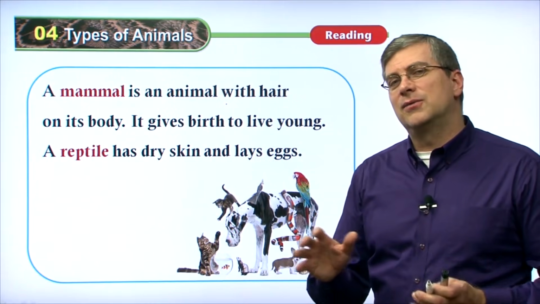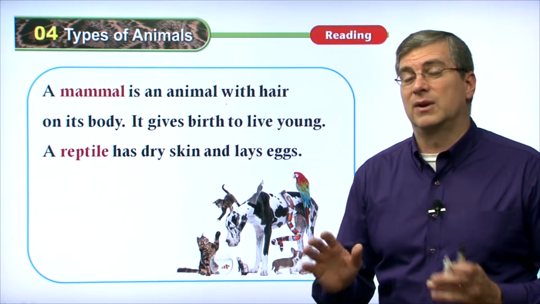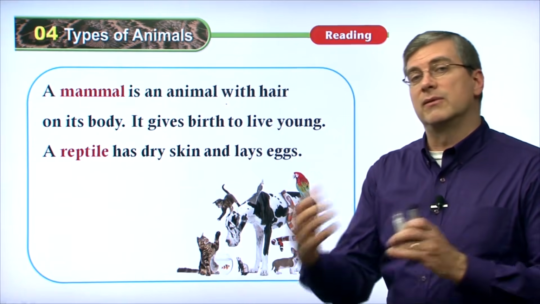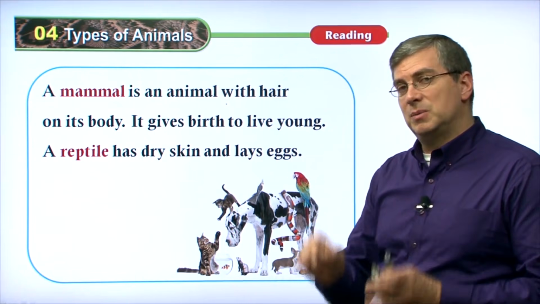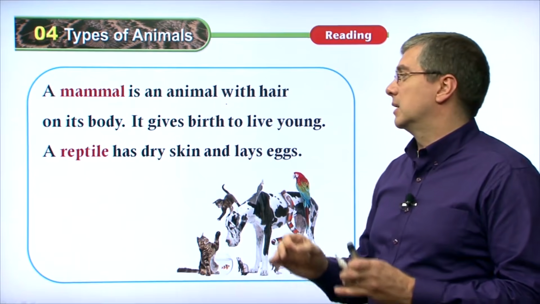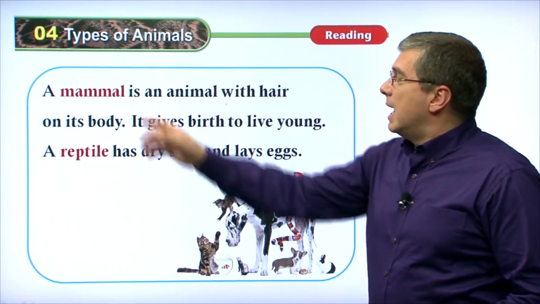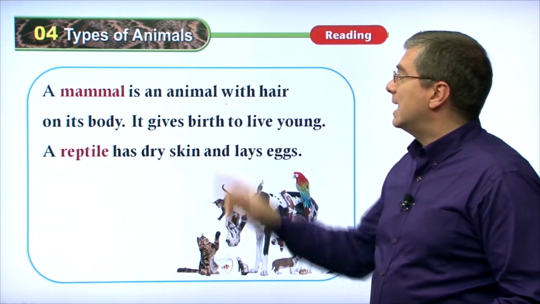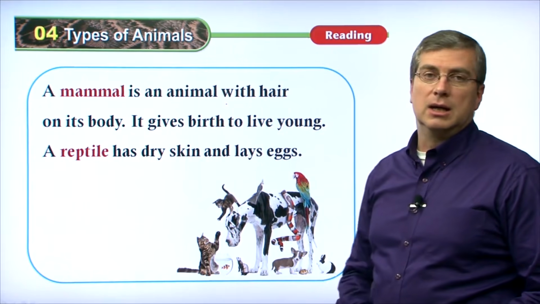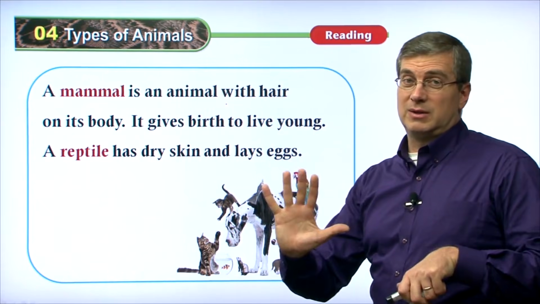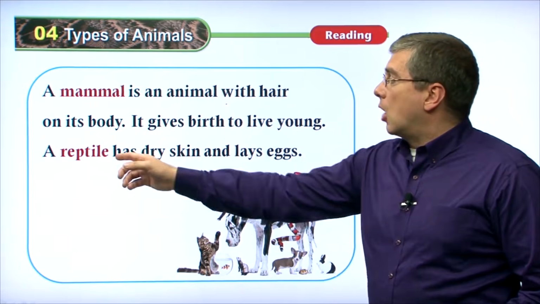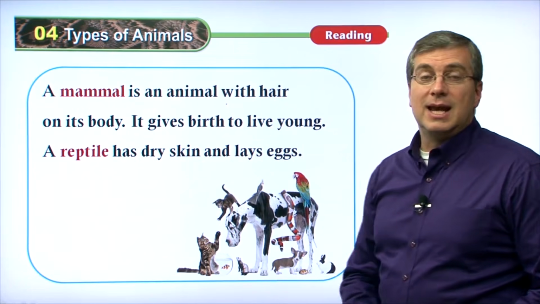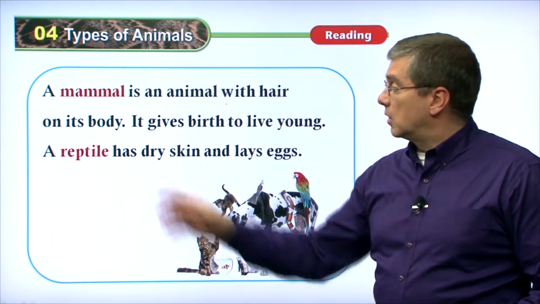So we talked about the different characteristics of different animals. You know, some live on land, some live in water. Now we're going to talk about the specific names of these different types of animals. A mammal is an animal with hair on its body. It gives birth to live young. So that's our first category. Remember, we're talking about 6 different categories. A reptile has dry skin and lays eggs. So that's the second one.